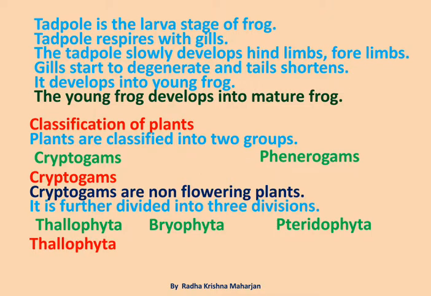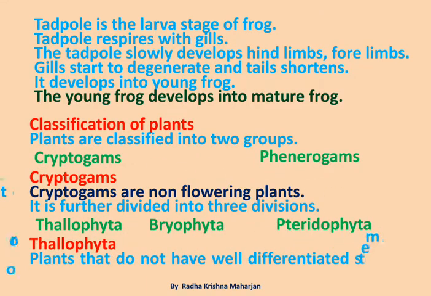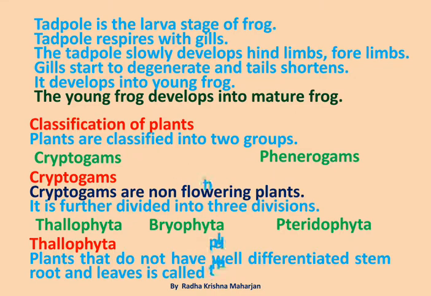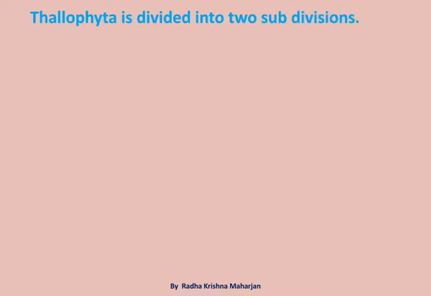Thallophyta. Plants that do not have well differentiated stem, root, and leaves is called Thallophyta. Thallophyta is divided into two subdivisions: algae, fungi.